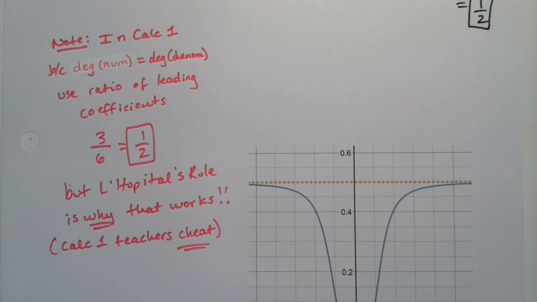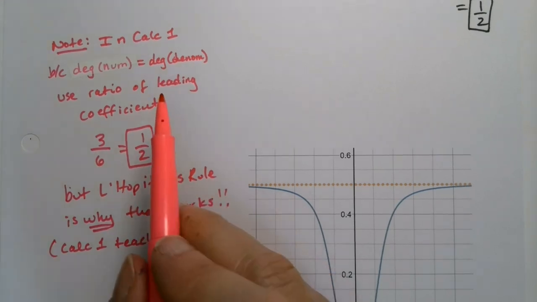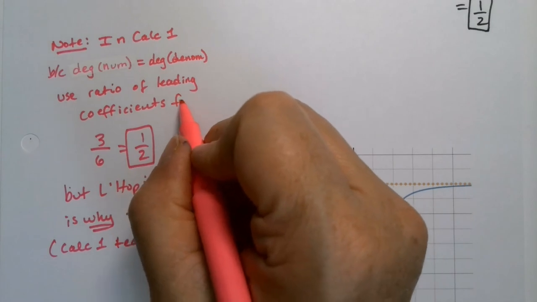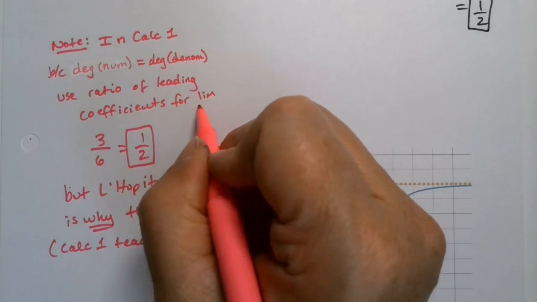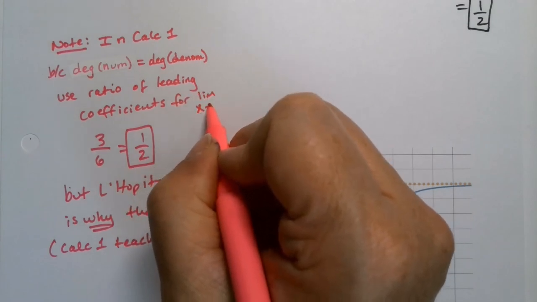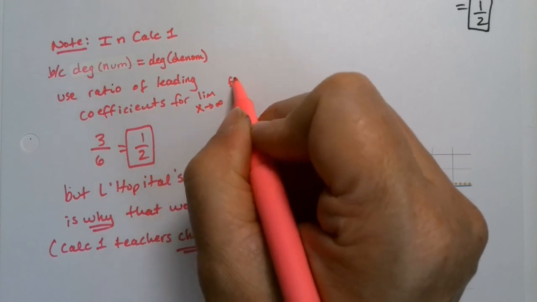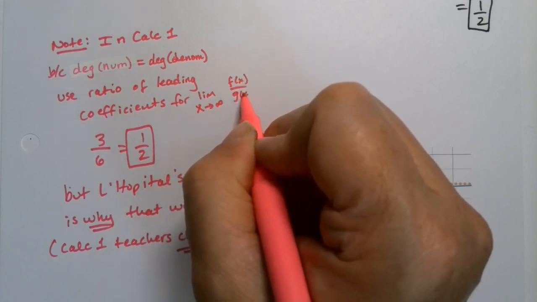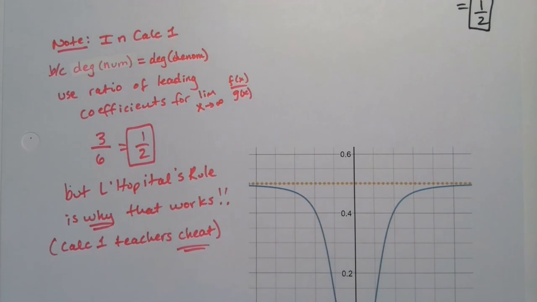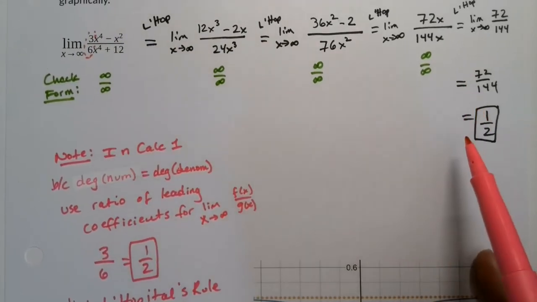But there you go, right? So you use the ratio of the leading coefficients for the limit as n or x goes to infinity of that ratio. It's not all the time. If you're going to 3, then it might be a different story, but we're going to infinity. All right, so we learned that rule, but L'Hopital's rule is actually why it works.